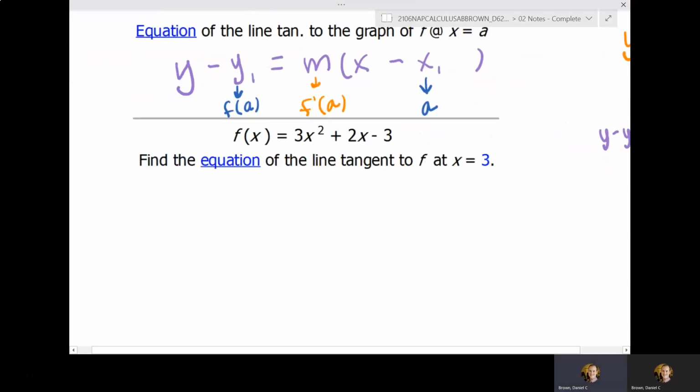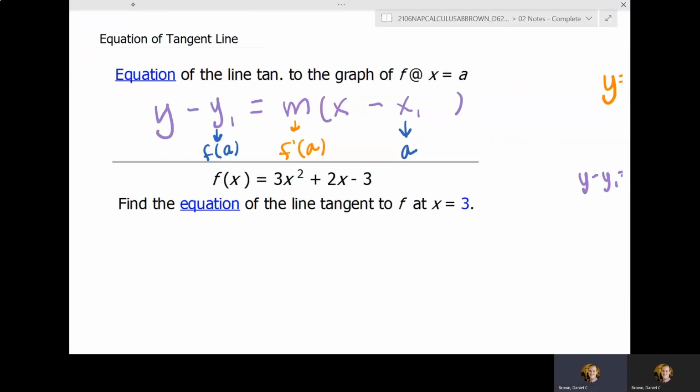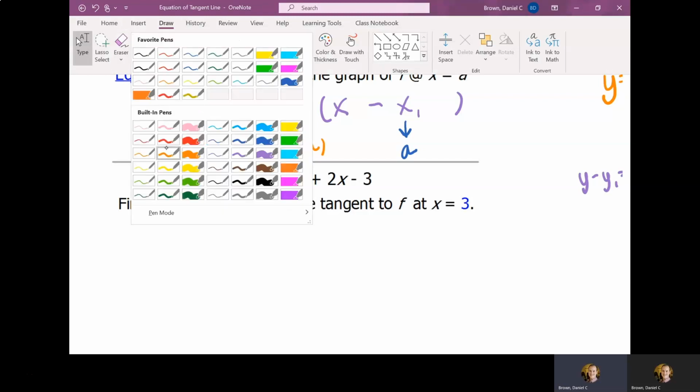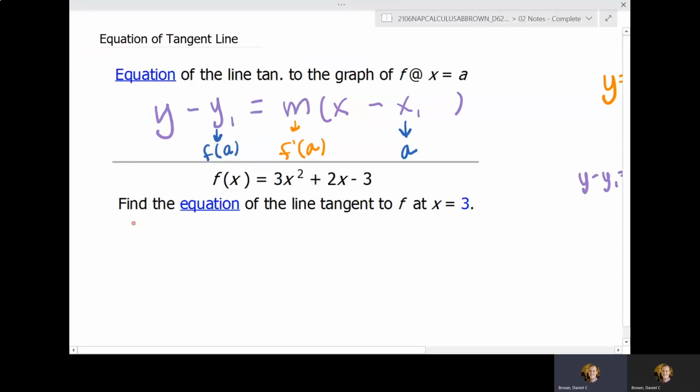So the first step to find the equation of a tangent line is that you need two things. You need the point and you need the slope. I'm going to go ahead and find the point first because I have the equation. So I want to find the point at 3. So I have 3 times 3 squared plus 2 times 3 minus 3. And then we can easily evaluate that. So I have 3 times the 9 plus 6 minus 3. So the y coordinate is 30. So we have this coordinate on the graph.